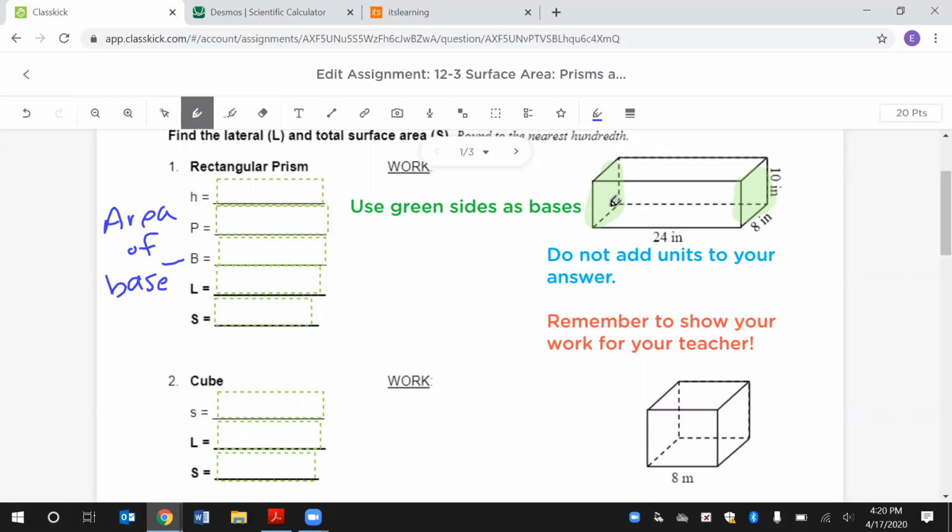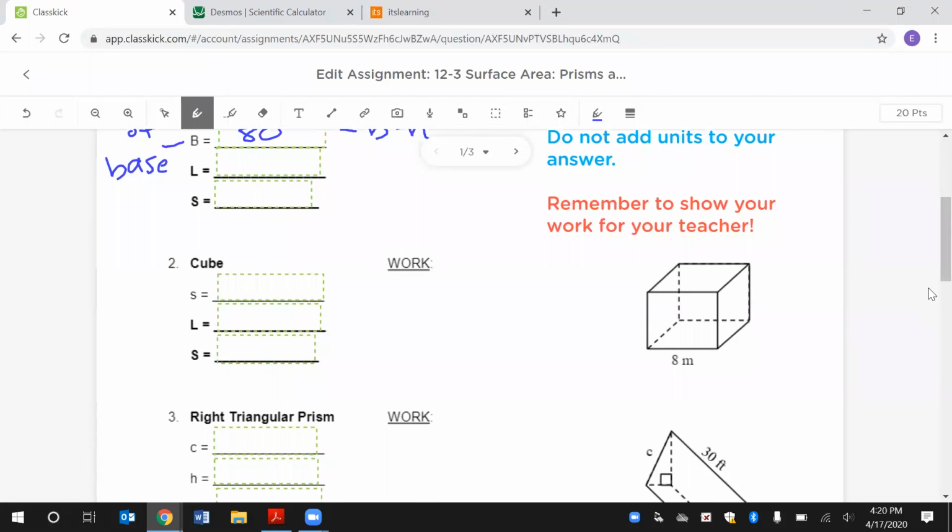So on number 1 on your Classkick assignment, it says use green sides of the bases. The bases are rectangles. So the formula that you would use to get this blank is the formula for the area of a rectangle, which is base times height. Lowercase b is base, uppercase B is area of the base. So make sure you understand the difference between those two. The base of the green rectangle would be 8. The height would be 10, so 8 times 10 would be 80. So you would type your answer in right there.